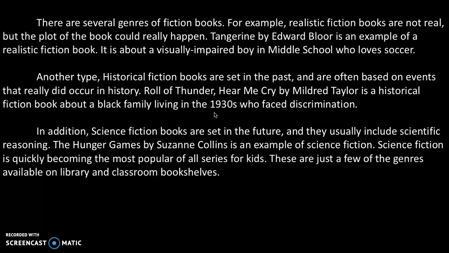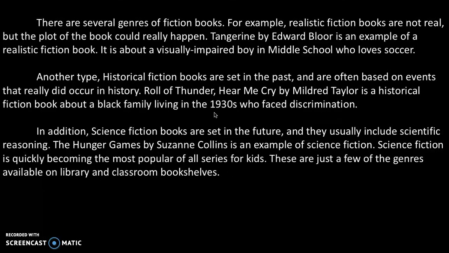There are several genres of fiction books. For example, realistic fiction books are not real, but the plot of the book could really happen. Tangerine by Edward Bloor is an example of a realistic fiction book. It's about a visually impaired boy in middle school who loves soccer. Another type, historical fiction books, are set in the past and are often based on events that really did occur in history. Roll of Thunder, Hear Me Cry by Mildred Taylor is a historical fiction book about a black family living in the 1930s who faced discrimination.